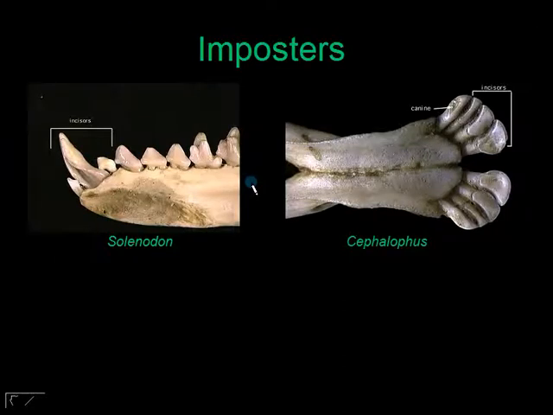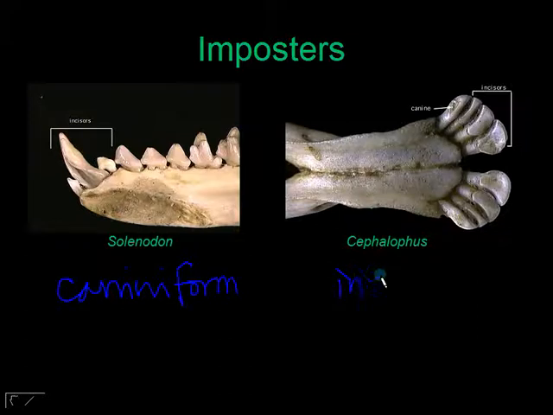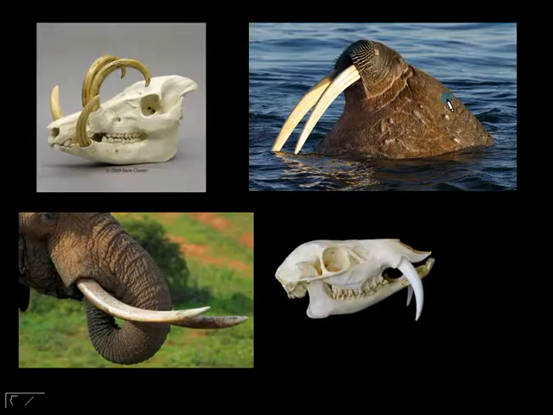Now, remember that there are what we call imposters, in which there are incisors that look like canines, or that are caniniform, and there are also canines that look incisiform or incisoriform. Depending on your literature, you can also see incisoriform. We have some pictures here: incisors that look like canines, and canines that look like incisors. And of course, let's not forget tusks.